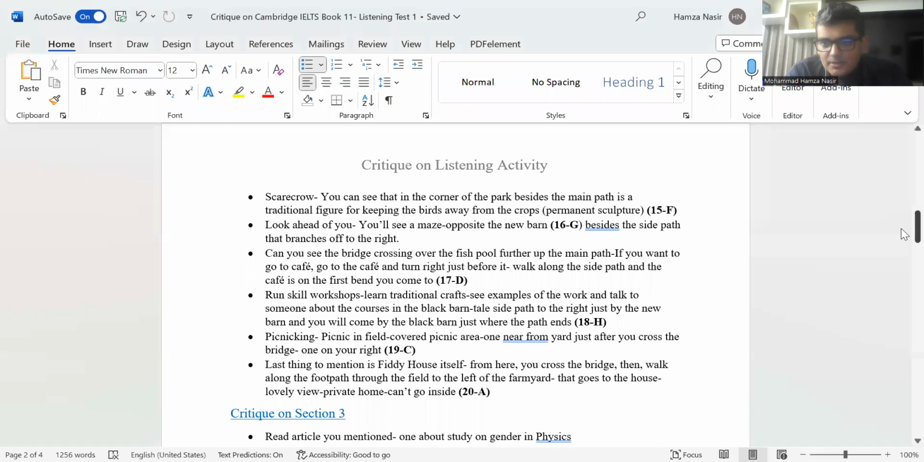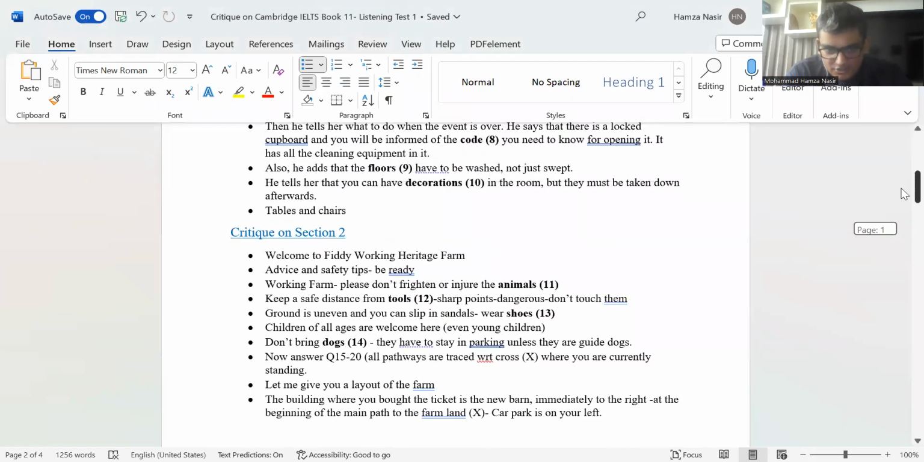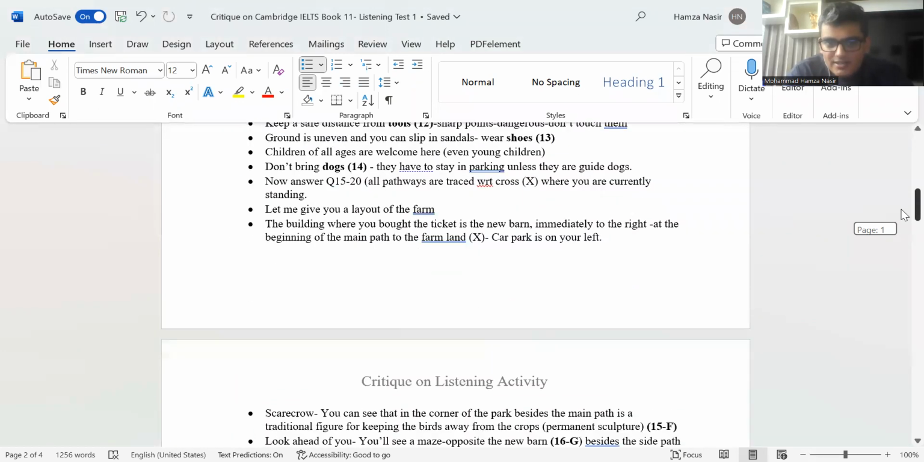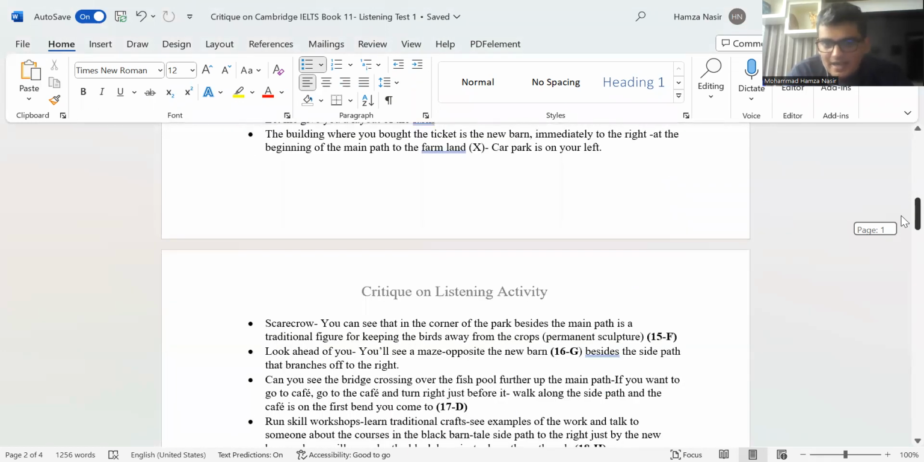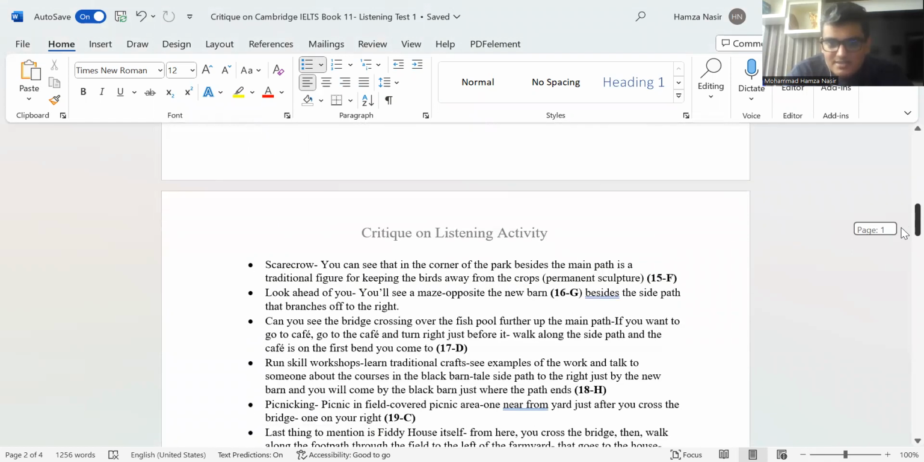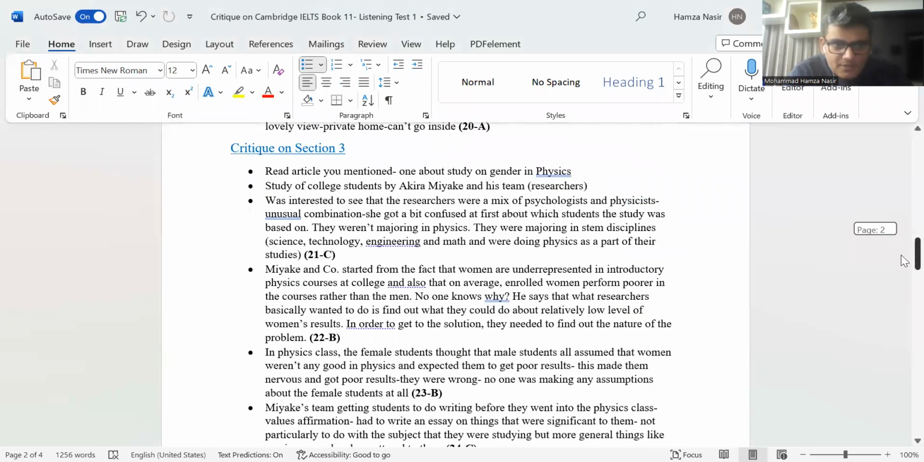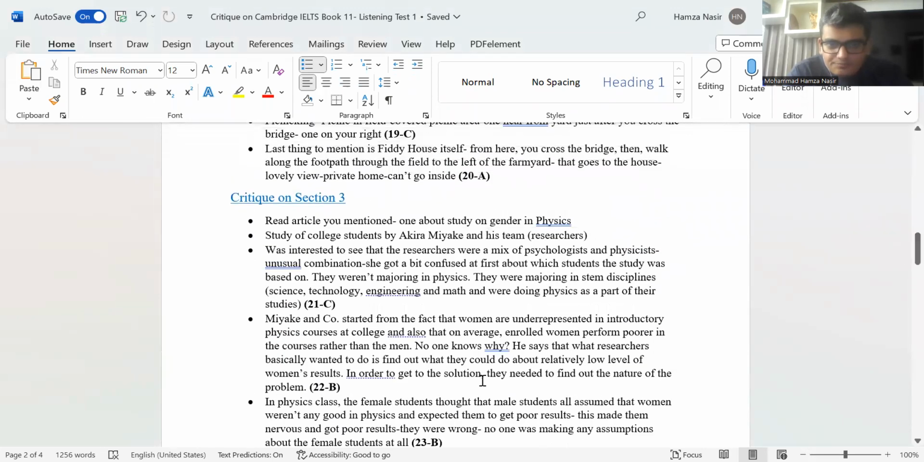So that summarizes our answers and our critique for section 2. Just to reiterate, the answer for 11 is animals. For 12, it is tools. Emphasis on the plurals. 13 is shoes. 14 is dogs. 15 is F. 16 is G. 17 is D for Delta. 18 is Harry. 19 is Charlie. And 20 is Alpha.